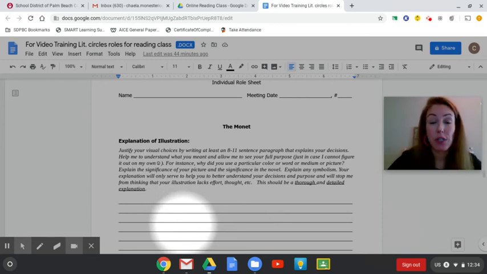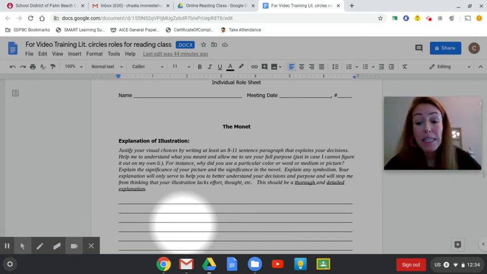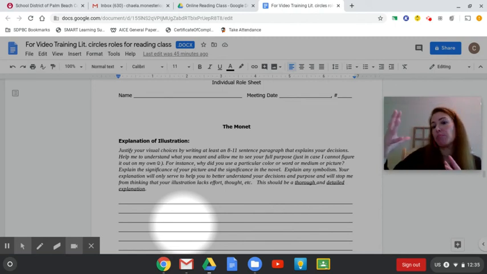First explain what your picture is, because although your picture might be beautiful and I can tell what it is, it's your job as the Monet role to explain to me what you drew or what you created as your visual representation. So explain to me what it is that the picture is. Explain to me why did you choose those colors, or if you did symbols, explain the symbolism. I chose this, and explain what it is and tell why did you choose it. What does it symbolize in the book?